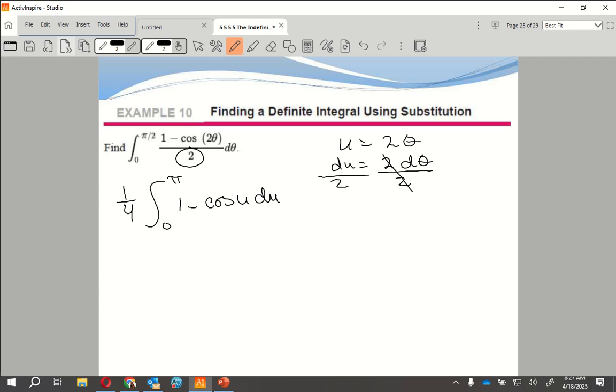Oh, so you have to change both your upper and lower bound. Yeah, and so now we have new bounds. So now I don't have to substitute this back to plug in the bounds. This actually makes your life a whole lot easier, and it's a lot quicker.